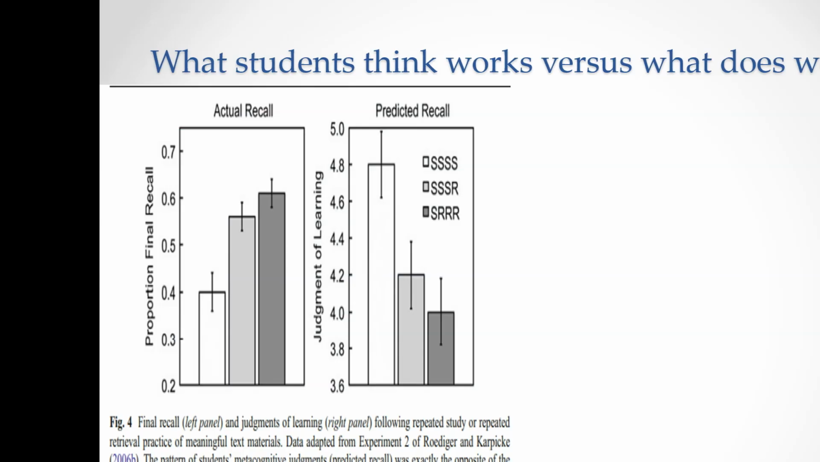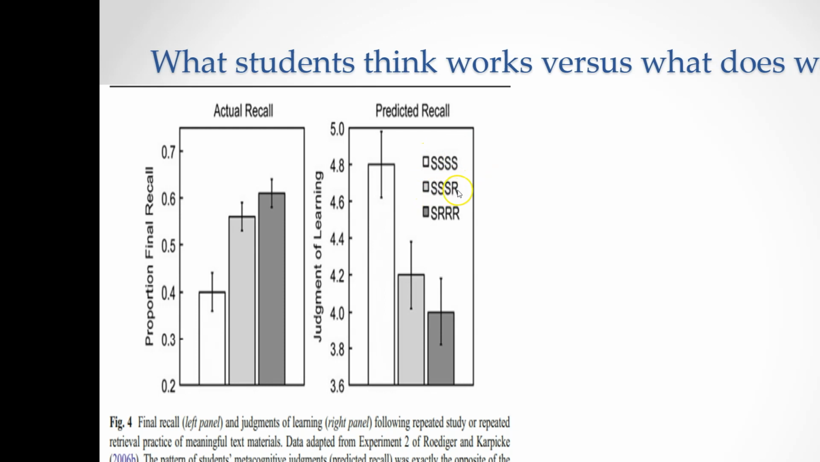All right, so what students think works versus what does not work. So they've done studies on this, and students are in denial. So they did a study, and basically what they did, they had different groups with different ways of studying for a class. So this group did study, study, study, study. That's all they did. They just studied information, study, study. So the amount of time all 3 groups spent is equal. Their methodology is different. So this group did all studying.